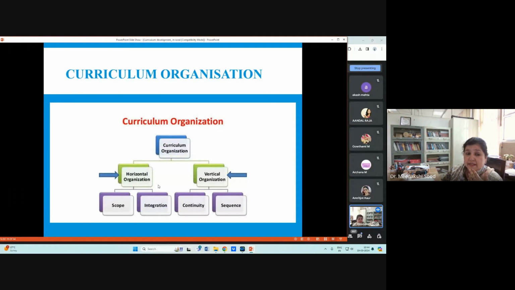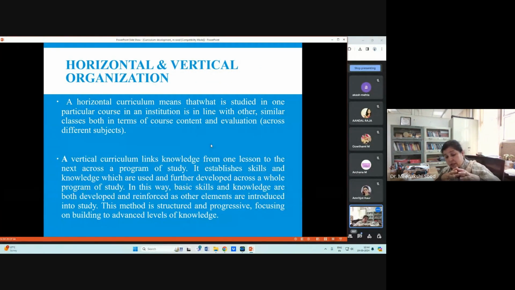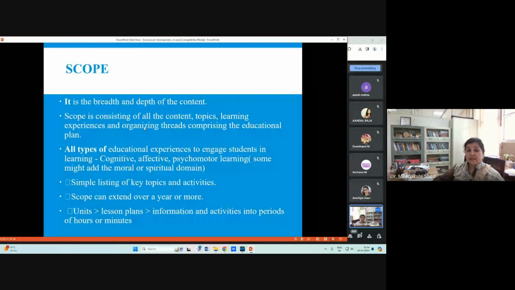And horizontal is when you are within the semester, what type of subjects you are floating. This should not happen: suppose you are teaching digital electronics and analog electronics in the same semester. No, the basic requirement of what you are teaching in basic electronics is a precursor to the digital. Or, any other example you can take, you are teaching C and C++ together. No. So you have to take care across the different subjects of how the knowledge has to be given. For that is the scope, that is the breadth and depth of the content.